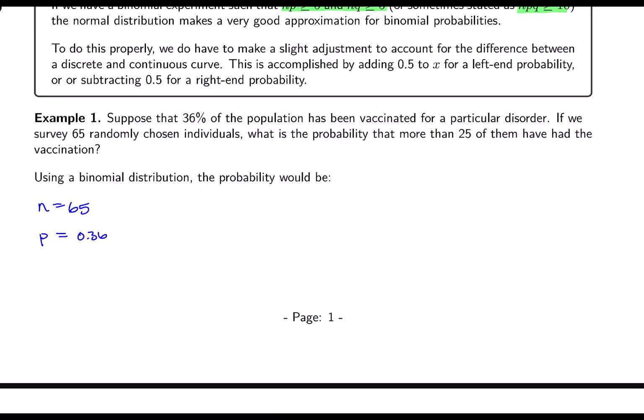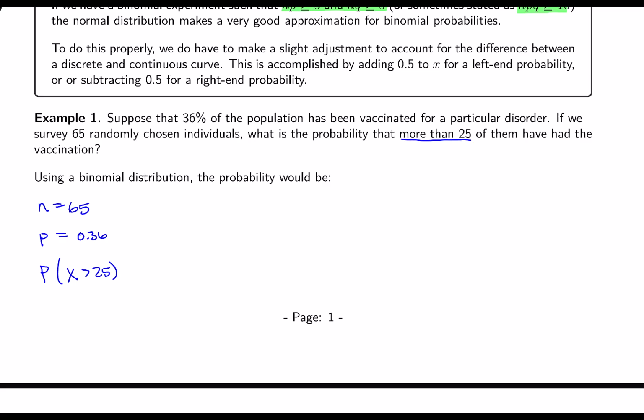And what we're looking for is the probability that out of these 65, more than 25 have had the vaccination, so that x is greater than 25. Okay, so to do this, I'm going to use the TI calculator here because this is older material and it's not something that you're expected to do in this section anyway. And you should be able to do this on your own technology since we've already learned this previously.